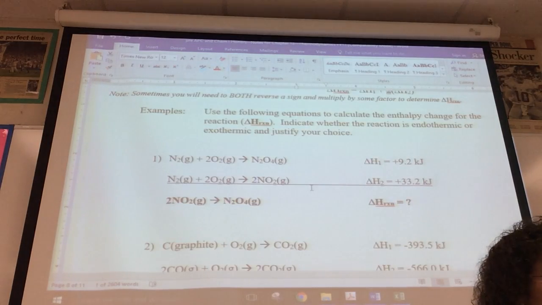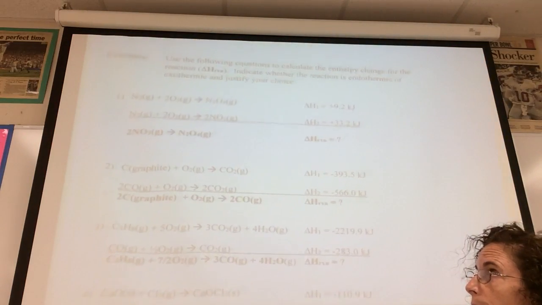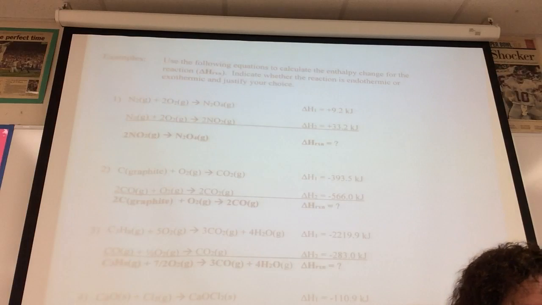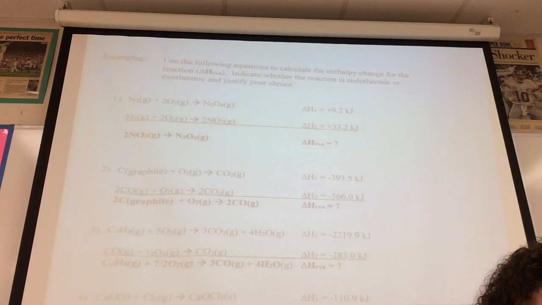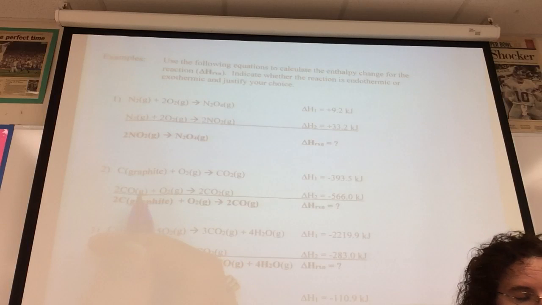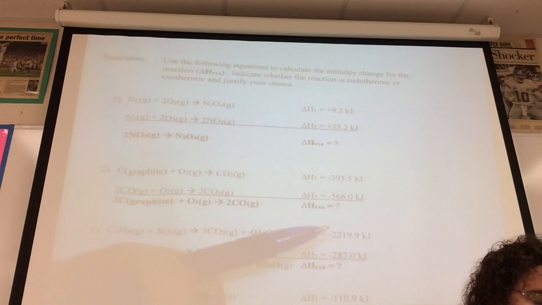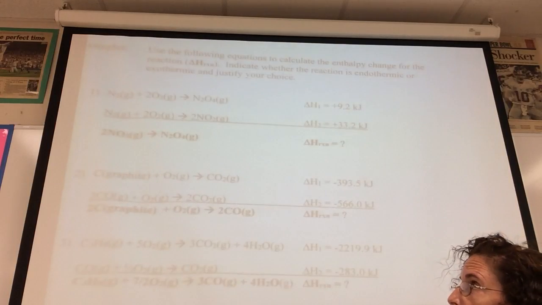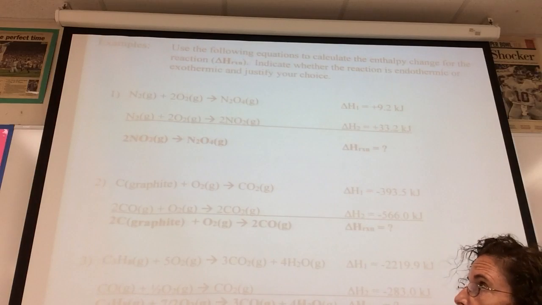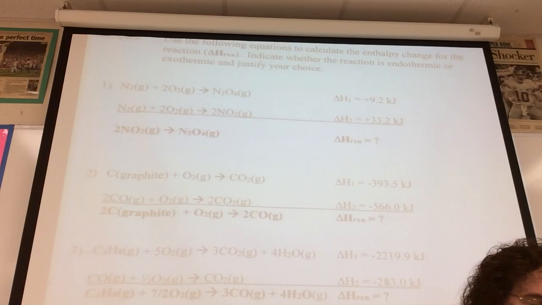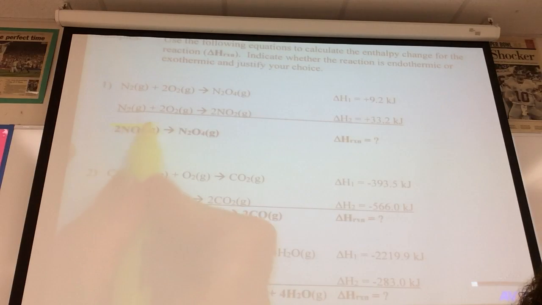I'm going to work off my sheet. It says use the following equations to calculate the enthalpy change for the reaction. Indicate whether the reaction is endo or exothermic and justify your choice. I'm going to show you my approach. I'm going to make this a little bigger so you can see. And again, I like to just start at the beginning.